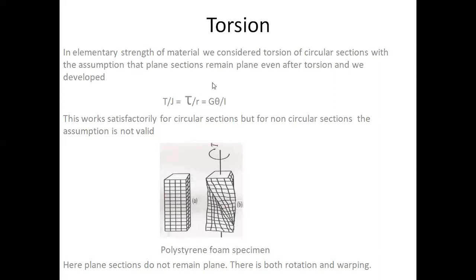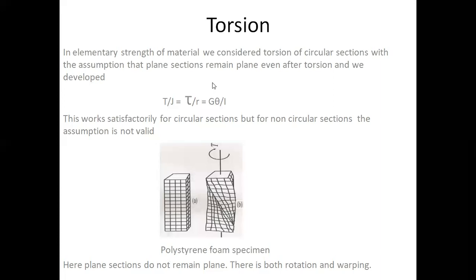Now in the elementary strength of materials, we have discussed this, but if you remember, we have discussed this only for circular cross sections. And there we have developed a simple equation that gives us the shear stress and the angle of twist. The equation is T by J equal to tau by R equal to G theta by L. This is a very well-known equation and we don't need to discuss much on this.